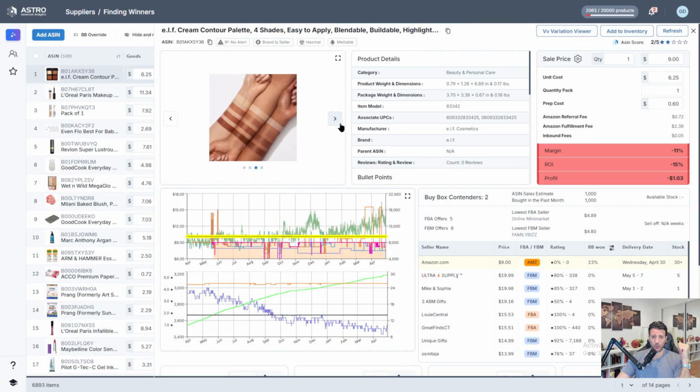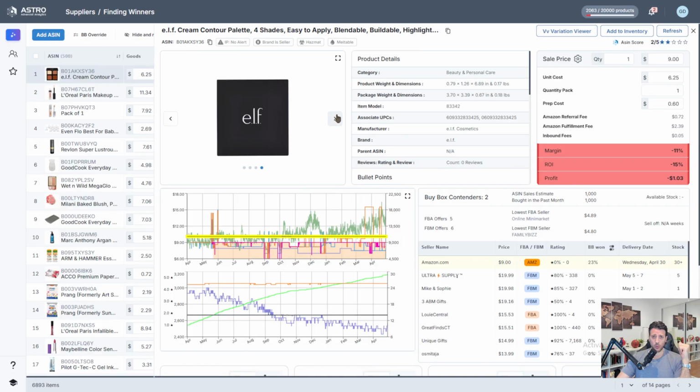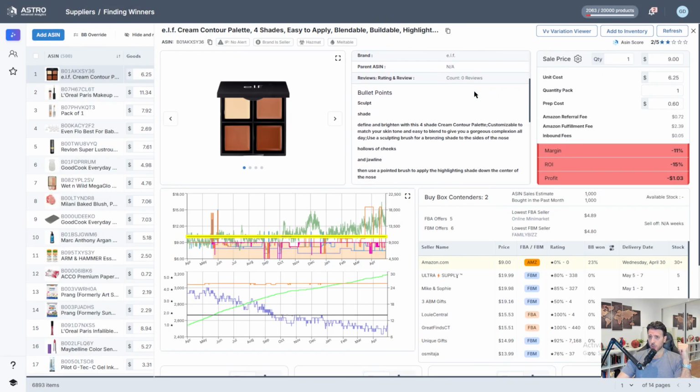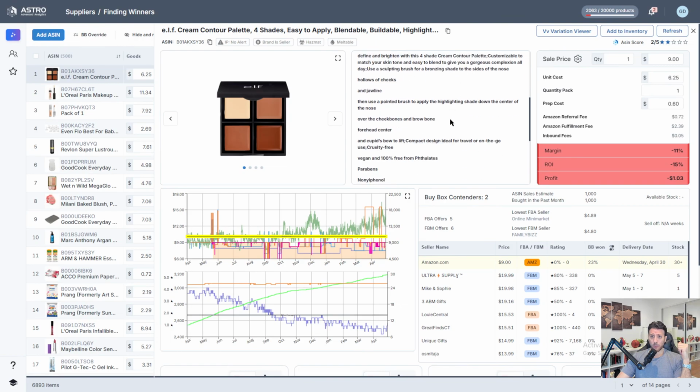If you want to really go in deep, if there's something that you want to see on an image, like some writing, you can open it up and really zoom in if you want to. You can increase the zoom there. But this one is a very simple product. You don't need to zoom in on this one. All the product details and the bullet points are just here.